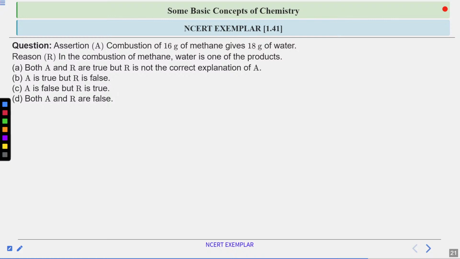25 degrees Celsius is the NTP condition, normal temperature and pressure. Two things are being given here. First is 16 gram of methane gives 18 gram of water, and second is the reason in which it is given that combustion of methane produces water as the product. So A is false but R is true. Now to answer this question, you must know the combustion of methane. What is the equation for combustion of methane?